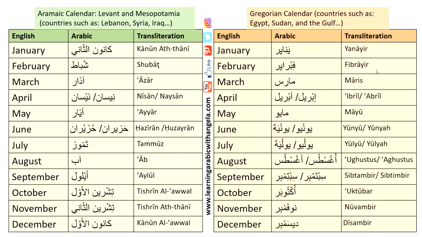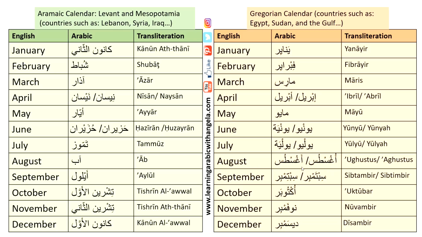Let me start with these ones because they're easiest, because they're kind of similar to English. January becomes يناير. February becomes فبراير. March, مارس. So kind of similar. April, إبريل أو أبريل. Both are accepted, so you'll find both in the dictionary. May, مايو. June, the j becomes a ya, so it's يونيو أو يونيا. This is how it's pronounced. July is يوليو أو يوليا.